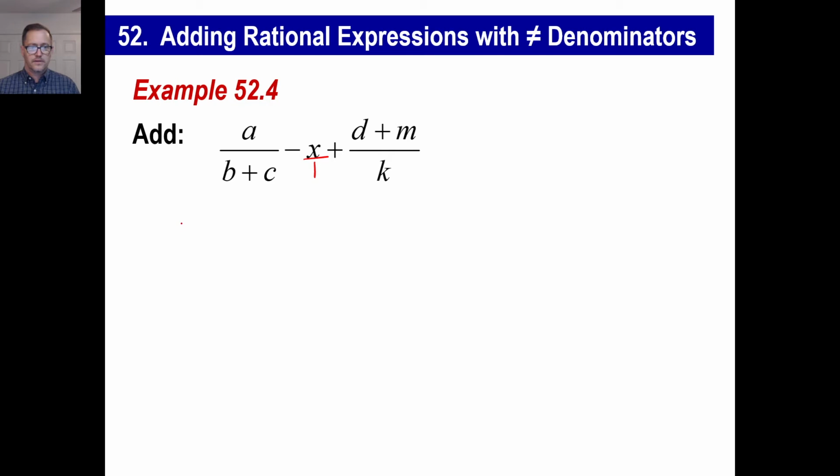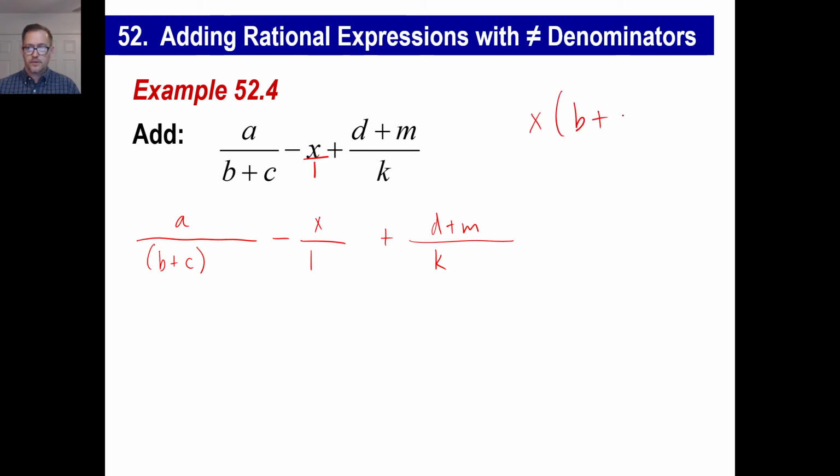Okay, so let's actually write what we already have. I got an a here. I'm going to put parentheses around this. Then I'm going to go minus, because that's a minus, x over 1. And I'm going to go plus d plus m over my k. This is what we're looking for.